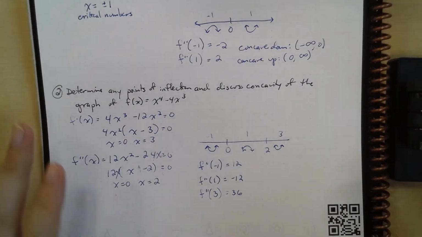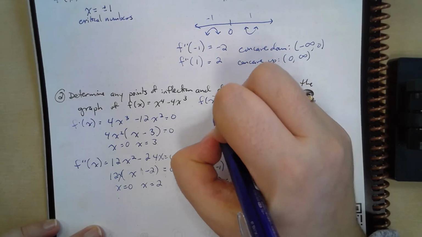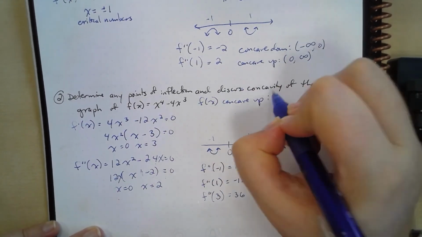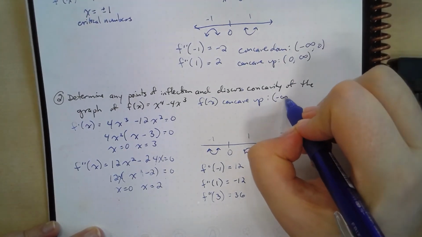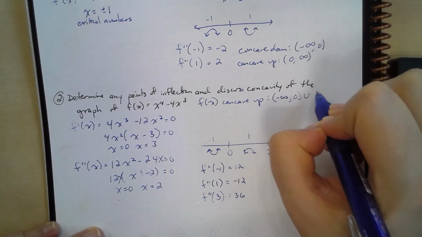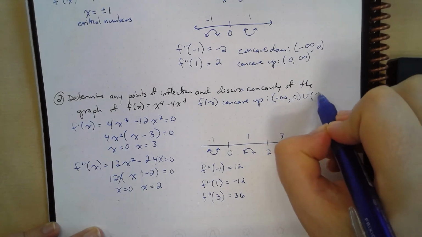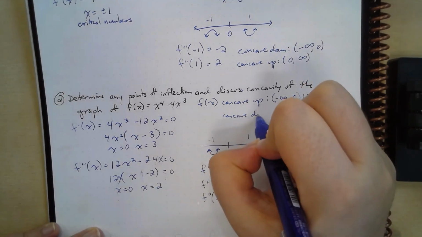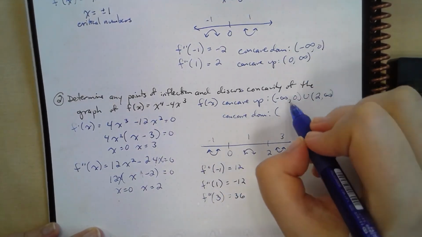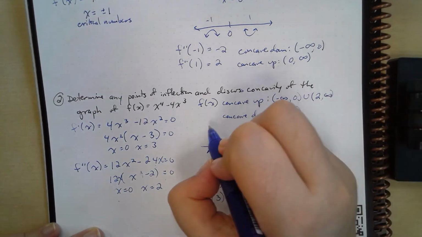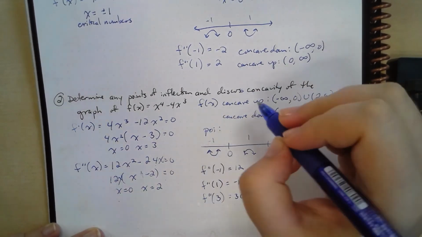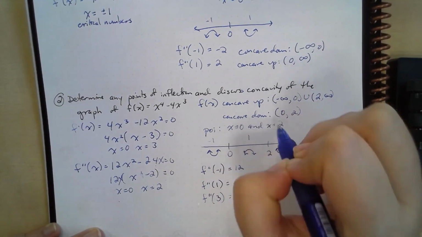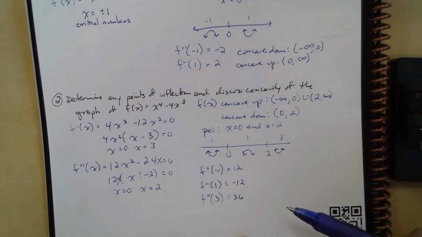Okay, so our graph, f of x, is concave up from -infinity to 0, and then again from 2 to infinity, and concave down from 0 to 2. And we have a point of inflection at x equals 0 and x equals 2, because our point of inflection is just where we change direction, right, in our graph?